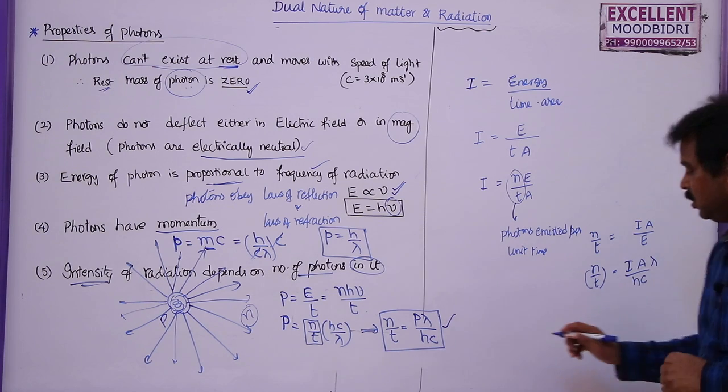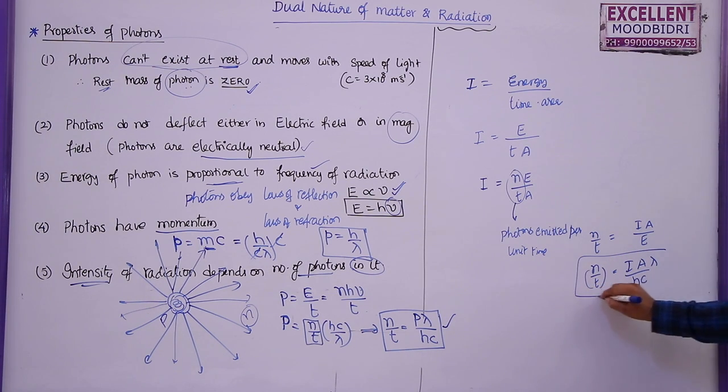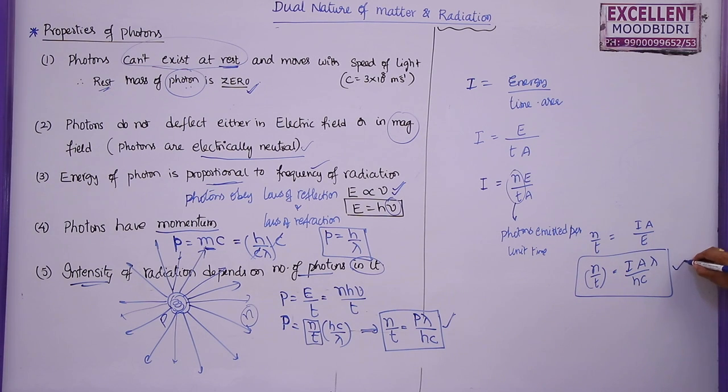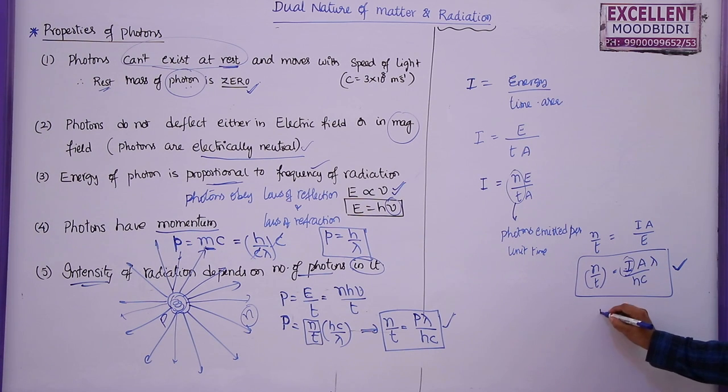So this is one expression, and this is another expression. We can use this when the power is given. This we can use when the intensity of the light is given. So from this we can say area is constant, h constant, speed of light constant, wavelength constant. So intensity is directly proportional to photon rate, the number of photons emitted per unit time.